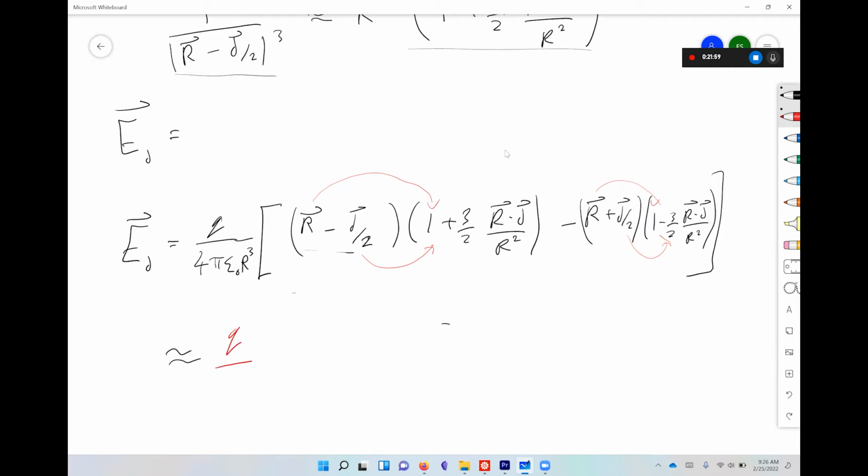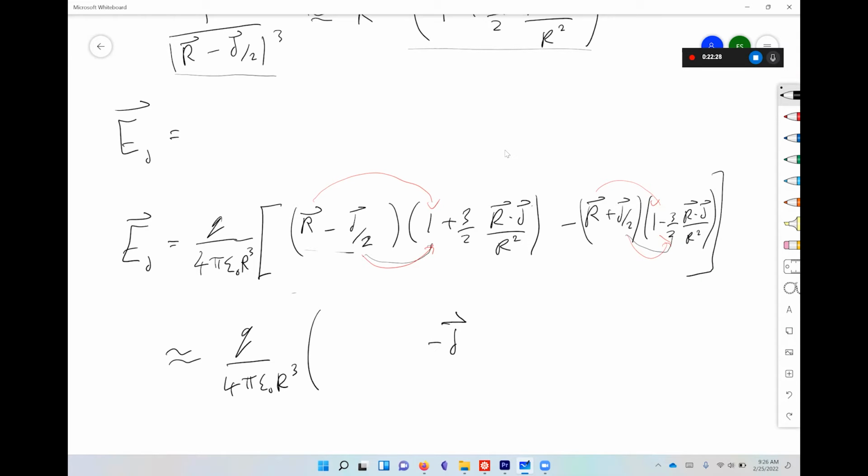So I have Q over 4 pi epsilon naught R cubed. I have a minus D, right? From D over 2 minus D over 2. And then I have, let me see, I have 3 over 2.